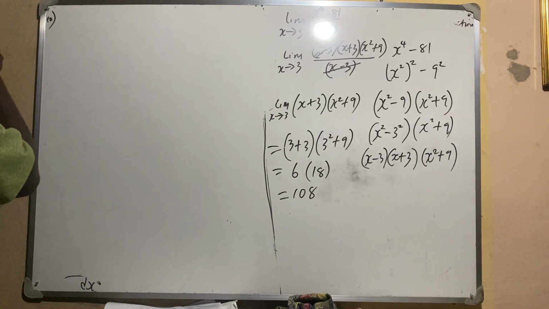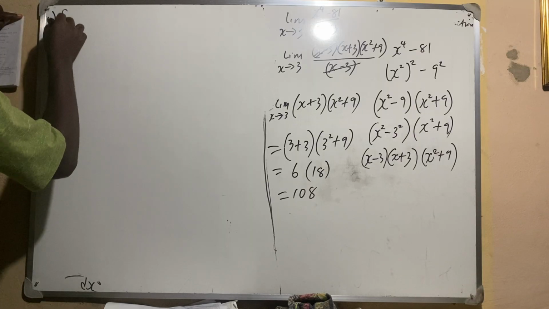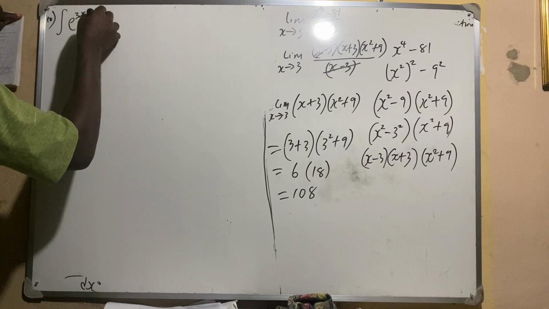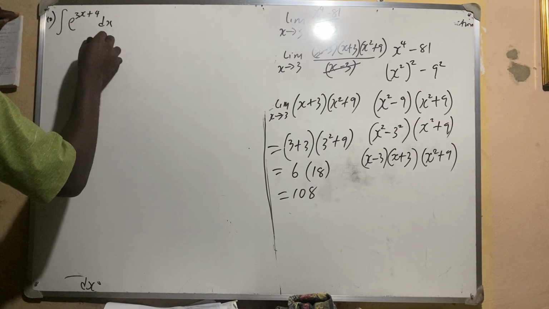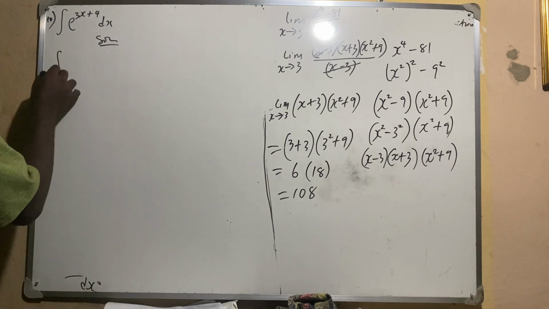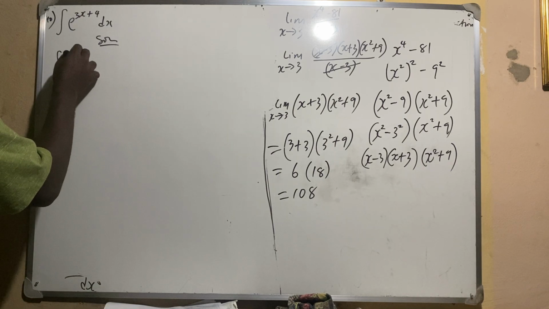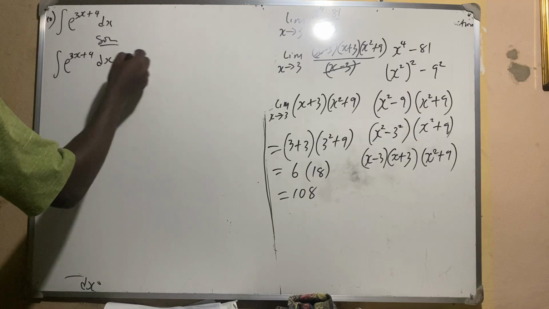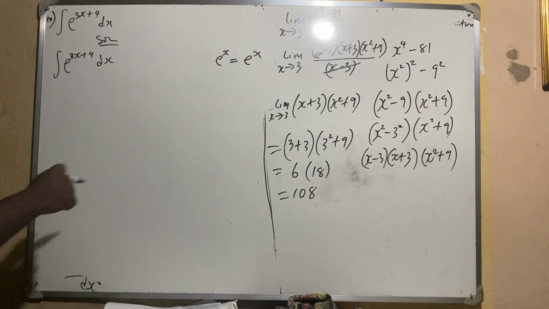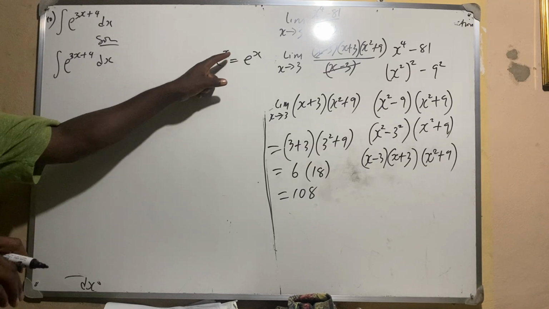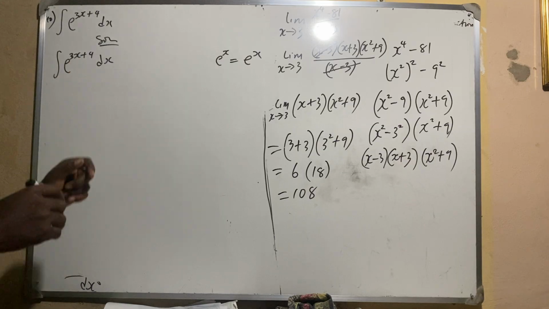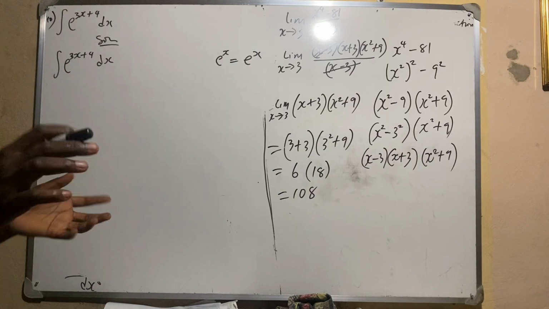Question number 10 says: find the integral of e raised to power 3x plus 4 dx. Solution. Now I have the integral of e raised to power 3x plus 4 dx. You should know that the integration of e raised to power x is e raised to power x. It doesn't change. But instead of having e raised to power x, it is now attached with something. Once it is attached with something, you call it the bracket.